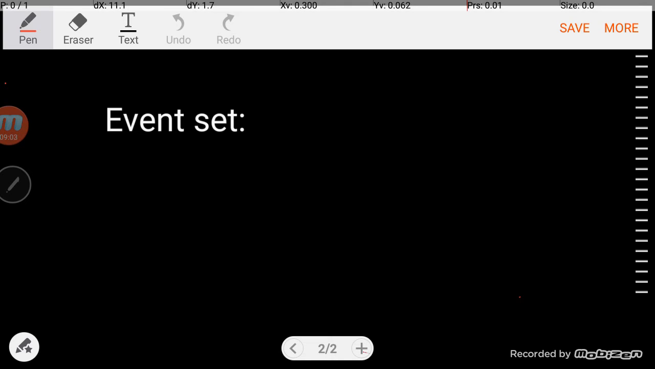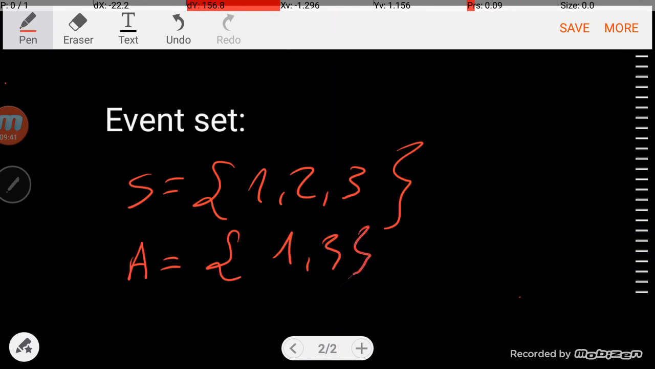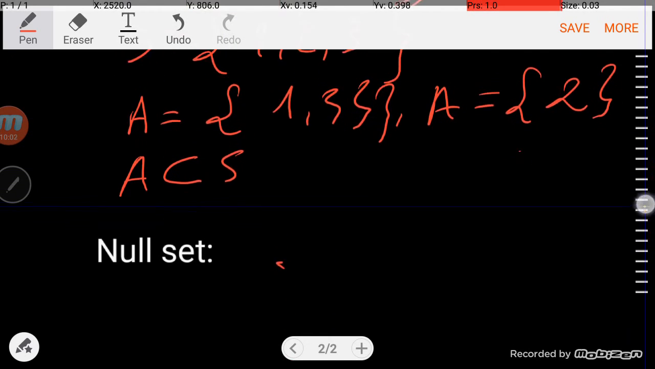Now, event set. Event set is a subset of elements. It is a subset of the sample space. It is part of the sample space of elements of some interest. For example, for S equal to {1, 2, 3, ...}, we can say A is event of odd numbers, 1, 3, or even numbers, A equal to {2, ...}. It is event. Always event is a subset of S.